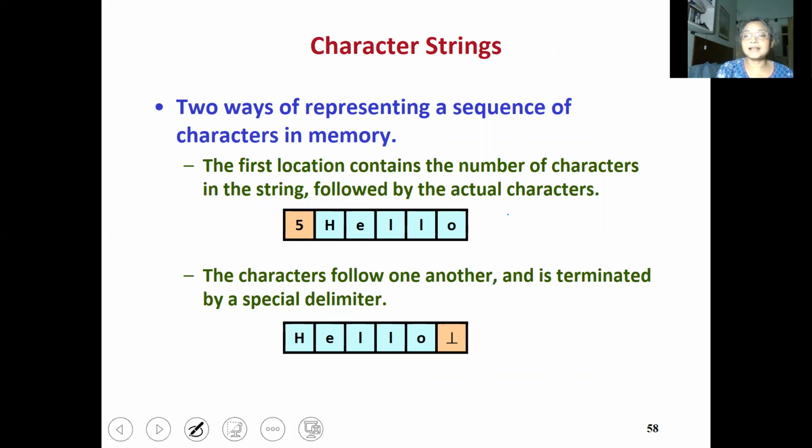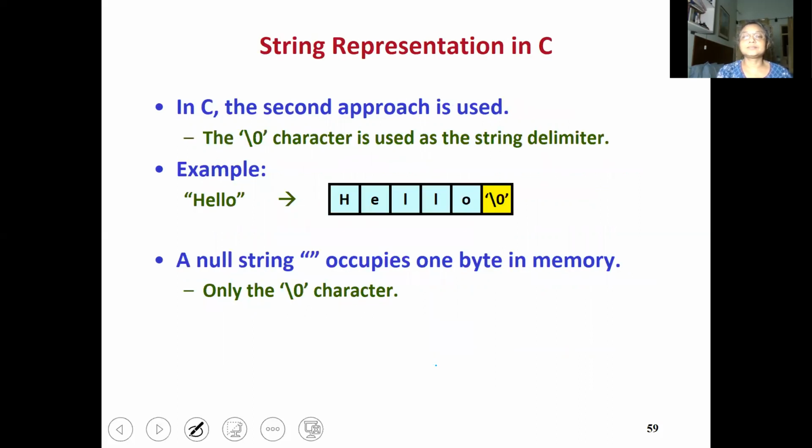The next thing that we have already discussed is how character strings are stored. As we have discussed, in C, when you have a character string, we store the individual characters and then we terminate. For the next cell, we use the null character, which is backslash 0, whose ASCII code is 0. So this backslash 0 is used as a string delimiter, which we have already discussed.